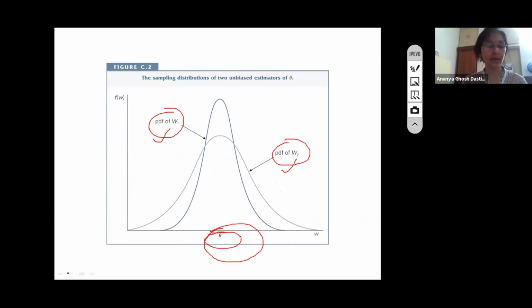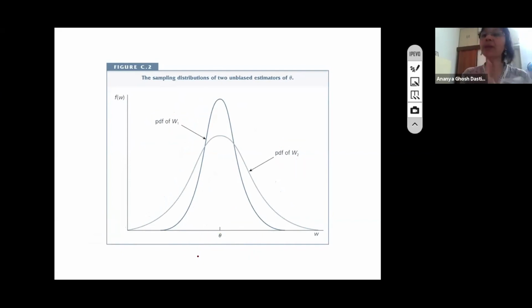So I'll just clear the ink and you can have a good look. See that W1, W2 are both unbiased. And remember, efficiency is a property of unbiased estimators. First unbiased, then efficiency. Now, guess which one is more efficient? W1. Why? It has lower variance.